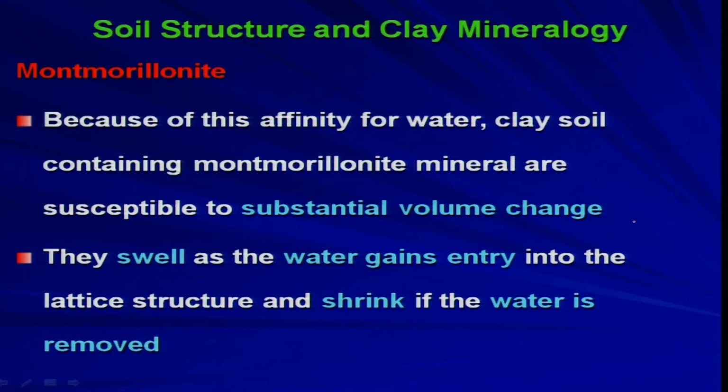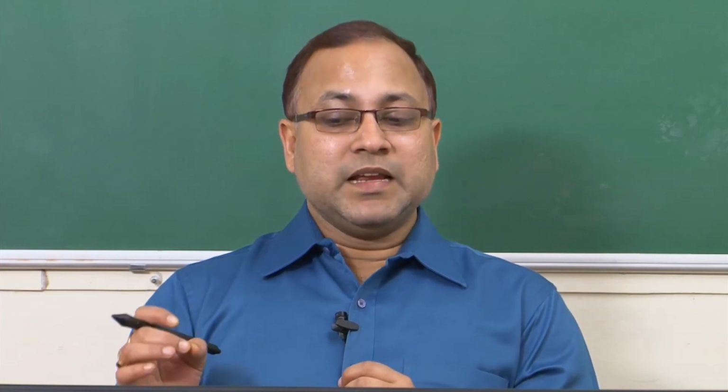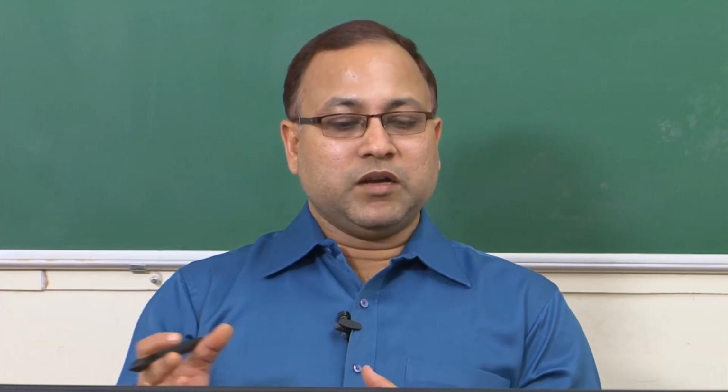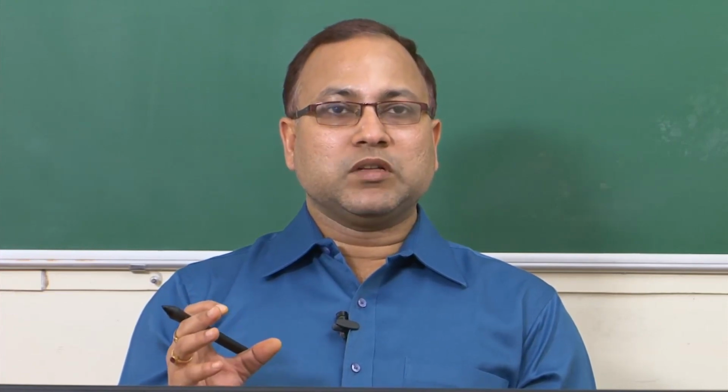So, this is a very critical thing for the montmorillonite type of clay mineral, because it is allowing water. Water will get inside the interlayer, it will try to push the structure, and ultimately you will get some volume expansion, that is swelling in the matrix. So, they swell when the water gains entry into the lattice structure, it will swell excessively, and it shrinks when the water is removed. If the water is removed from the interlayers, immediately it will try to shrink. So, volume shrinkage and swelling are both problems of the montmorillonite type of clay mineral.